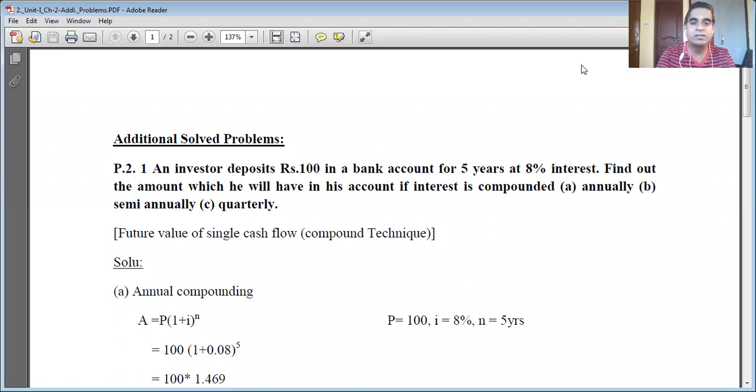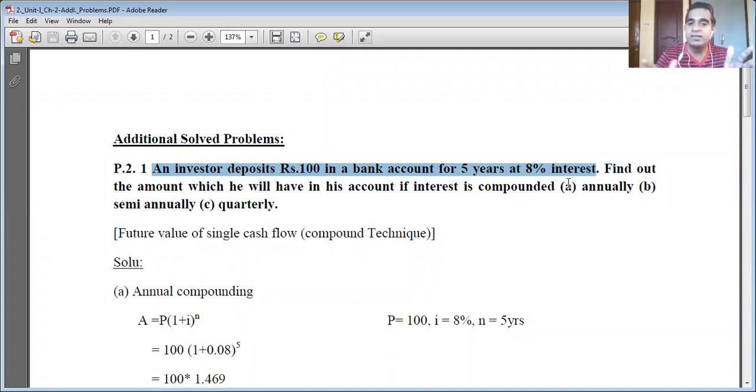When you solve the numericals, it is good to write down the steps. So in this problem, when you see numbers like P.2.1, these are from a 6th edition textbook, and if you see something like 7A, 5B, that is from old question papers. Anyway, an investor deposits 100 rupees in a bank account for 5 years at the rate of 8% interest. This problem is given in one line, that's it.